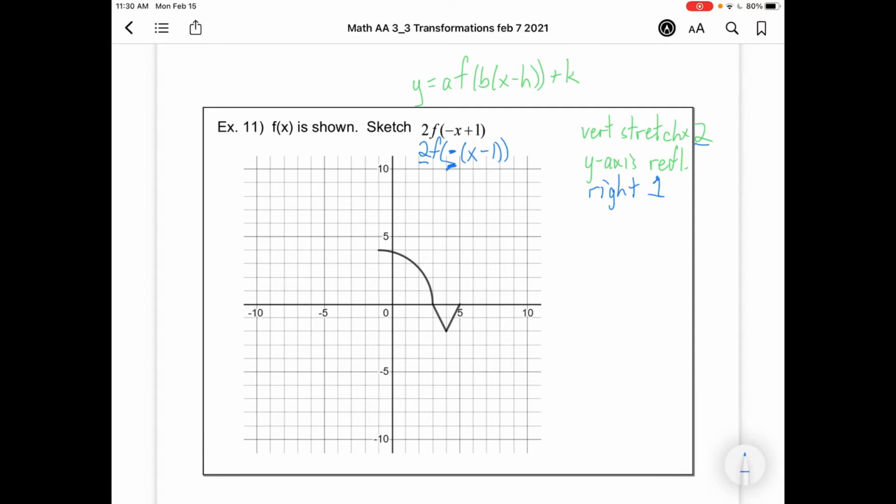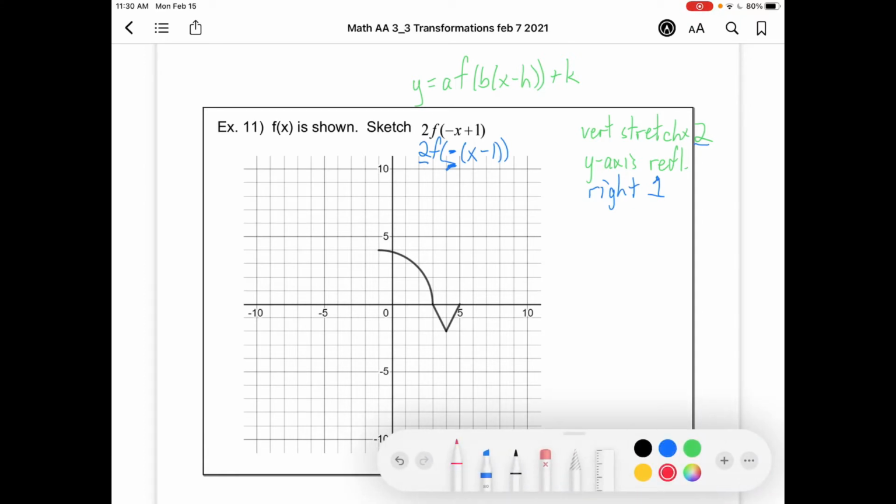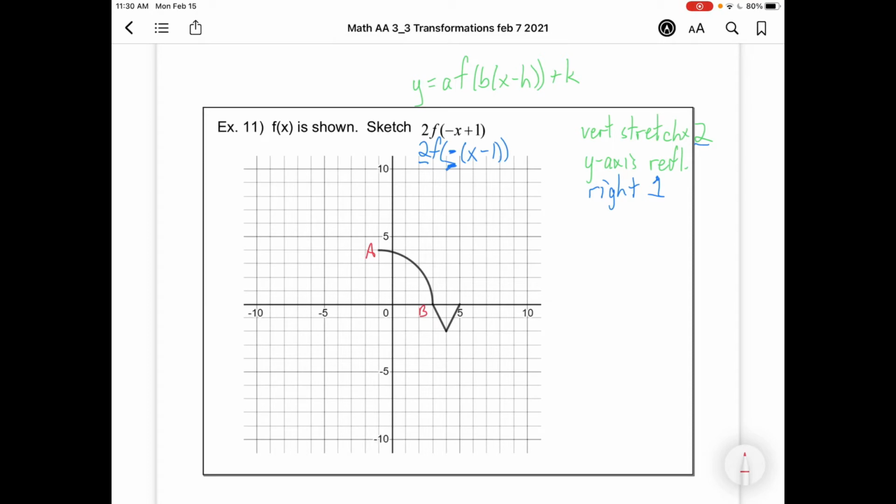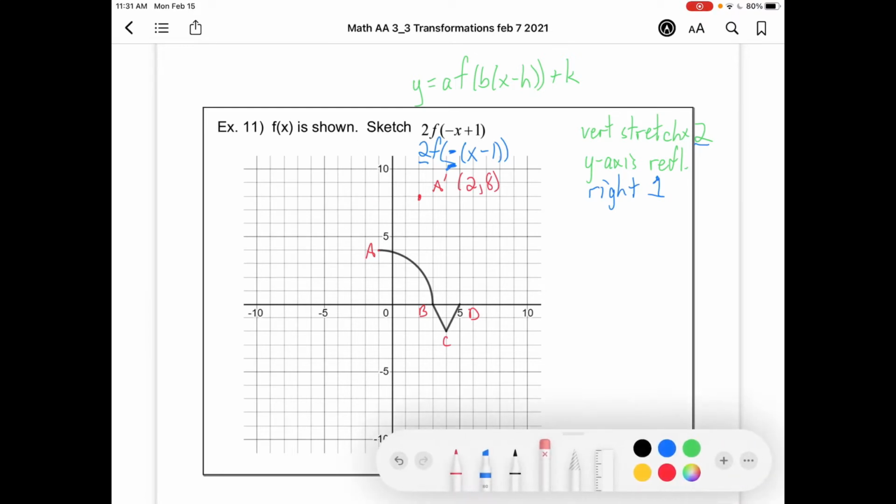Some people are going to be able to do this graphically. So I want to go through it graphically just to begin with, and then we'll talk about the map. I'm going to take every single important point to begin with, A, B, C, D, and I'm going to mess with them. I'm going to take this point here, A, and I'm going to make it twice as tall. That's vertical stretch by a factor of 2. I'm going to flip it through the y-axis, and then I'm going to move it to the right 1. There is the location of A prime. It's going to be at 2, 8, as long as I haven't botched anything. Okay, let me get rid of the little dots I made on the way.